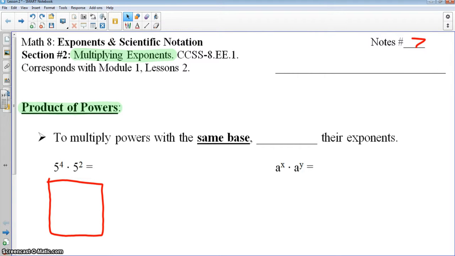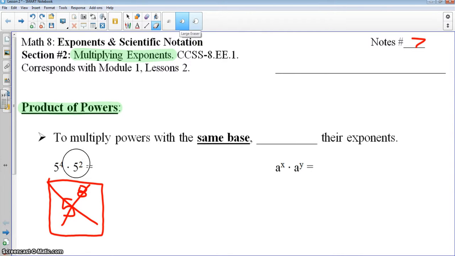So go ahead and try. What do you think? If you guessed 5 to the 8th power, that was a good guess because you probably did something like 4 times 2. However, that is incorrect. So let's try to figure out what the correct answer is.